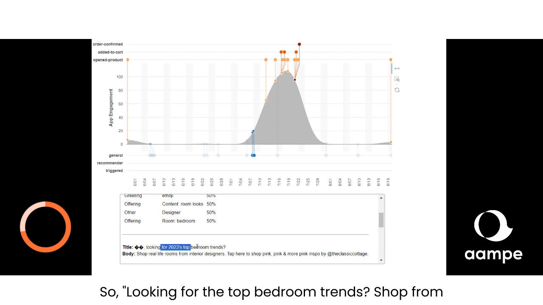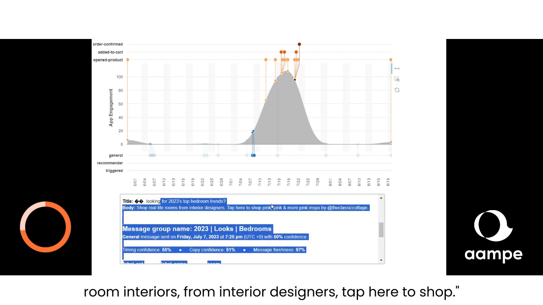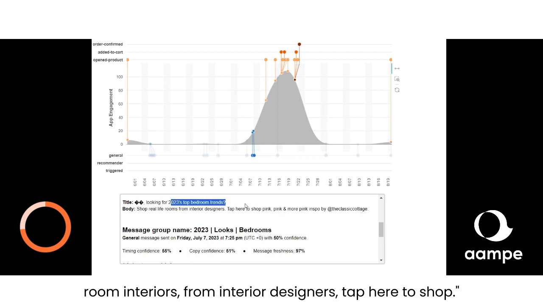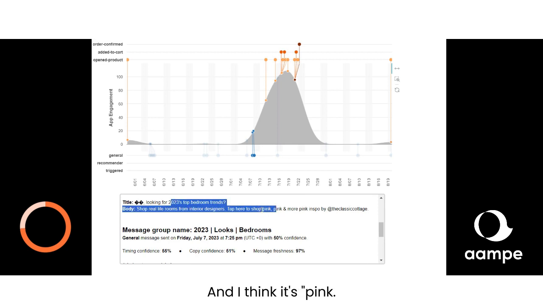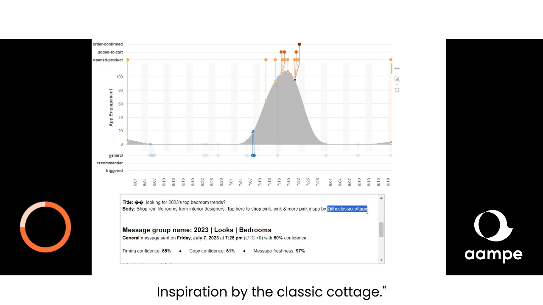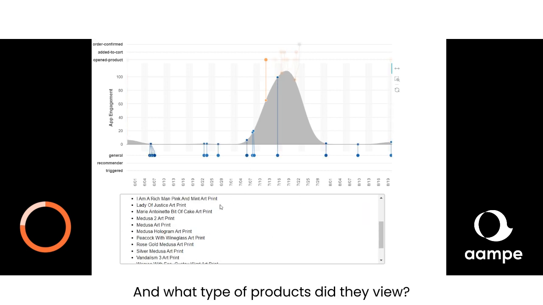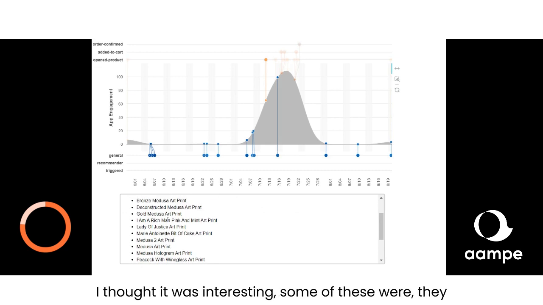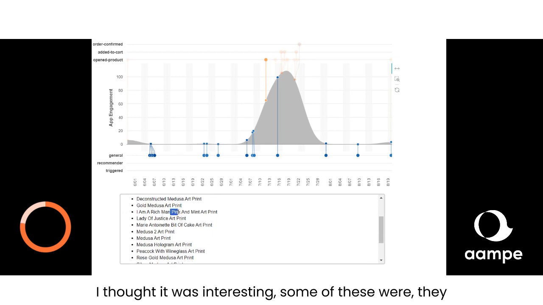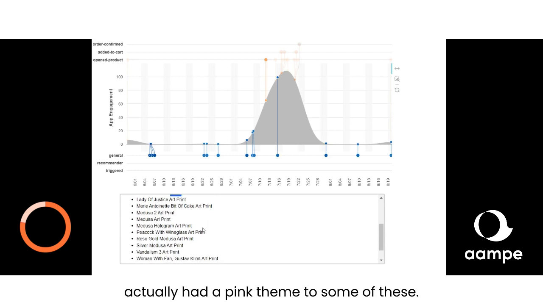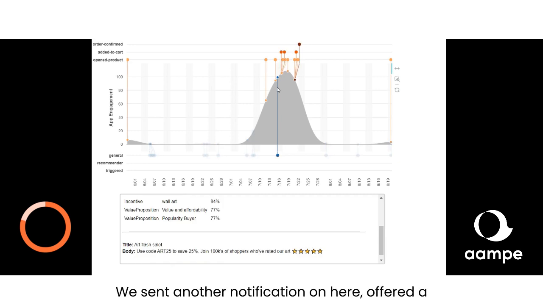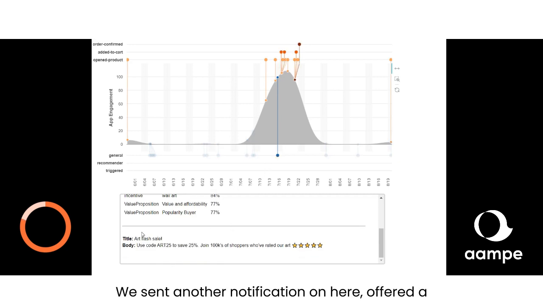So looking for the top bedroom trends, shot from room interiors, from interior designers. Tap here to shop, and I think it's pink, and more pink inspiration by the Classic Cottage. Okay, cool. So then they go in and they view products. And what type of products did they view? I thought it was interesting. Some of these, they actually had a pink theme to some of these. So at this point, they're viewing the product. We sent another notification on here, offered a discount in this case, and then the user actually did view products and then convert.